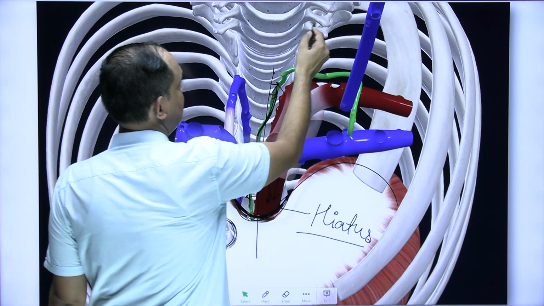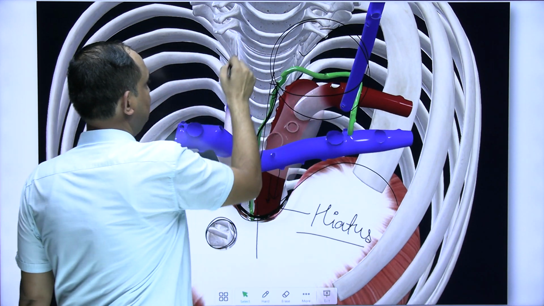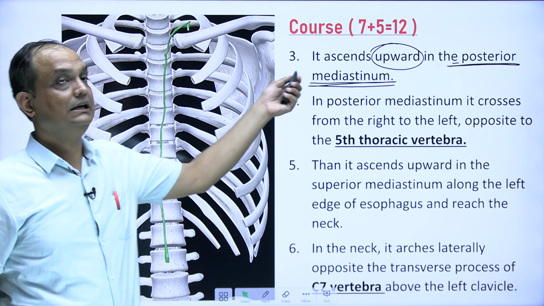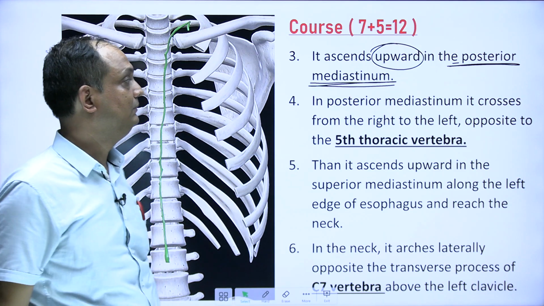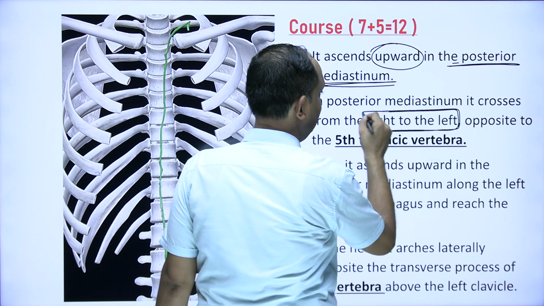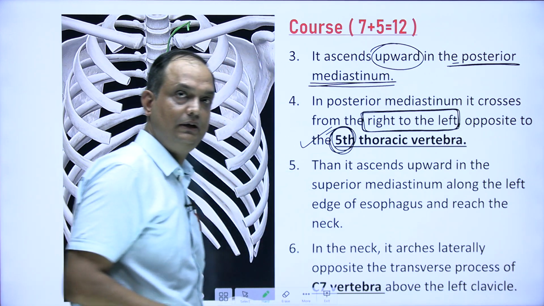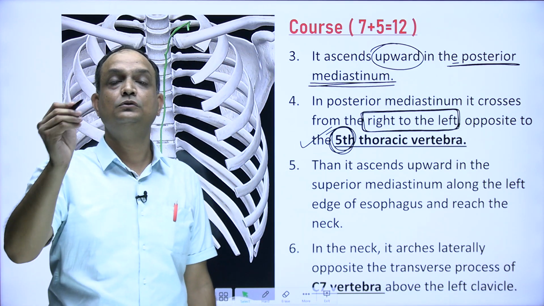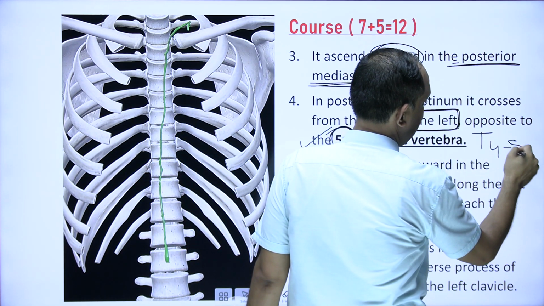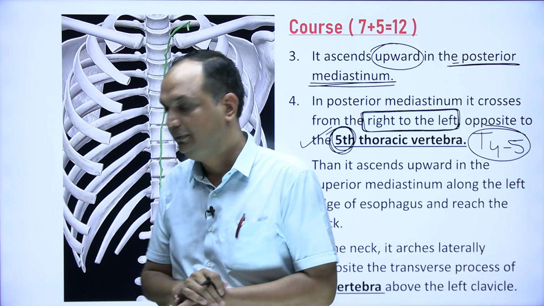When it approaches the superior mediastinum, you will find that the duct is present only on the left side, not on the right side. So, you have to understand that it ascends in the posterior mediastinum, but it crosses the midline from right to left at the level of the 5th thoracic vertebra. And then it ascends into the superior mediastinum, because you know that the junction of T4, T5 is a plane, above which you have the superior mediastinum.